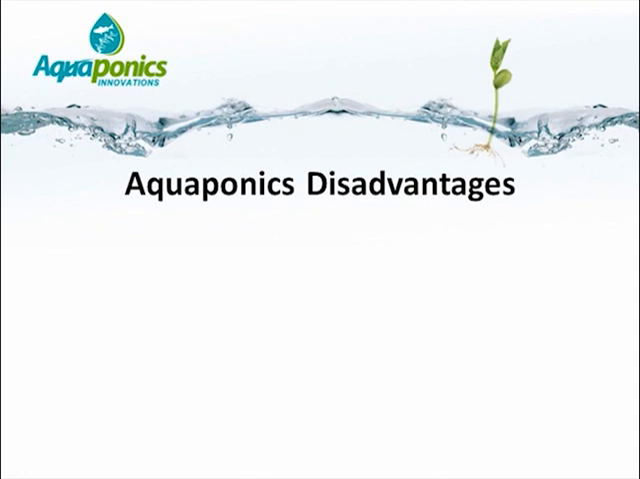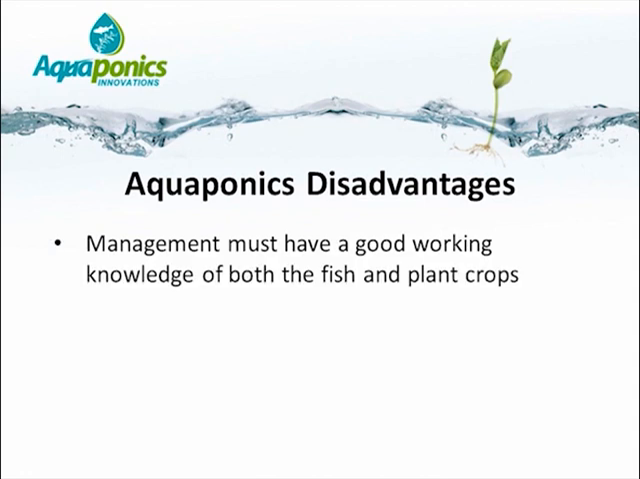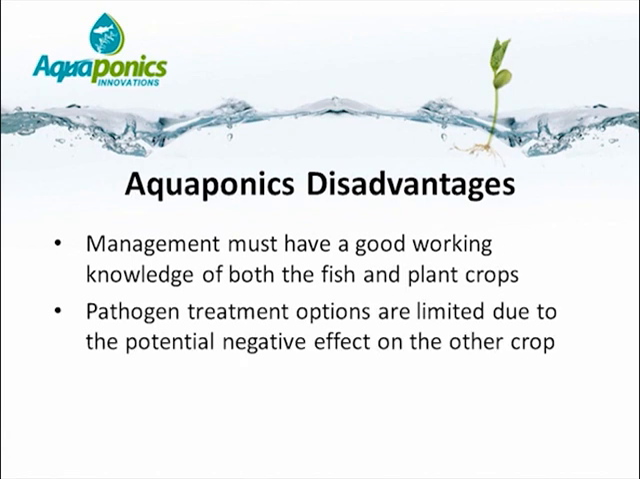For aquaponics, the disadvantages would be that the management must have a good working knowledge of both the fish and the plant crops. You need to be an expert in both. Pathogen treatment options are limited due to the potential negative effect on other crops. If our fish have a parasite, we can't necessarily treat with the same parasite treatments that we would use in aquaculture due to the potential impact those treatments could have on the plants, such as using salt in the water, because the plants won't survive when there's salt in the water. So again, one needs to be an expert on both to understand what the requirements of each crop are respectively.